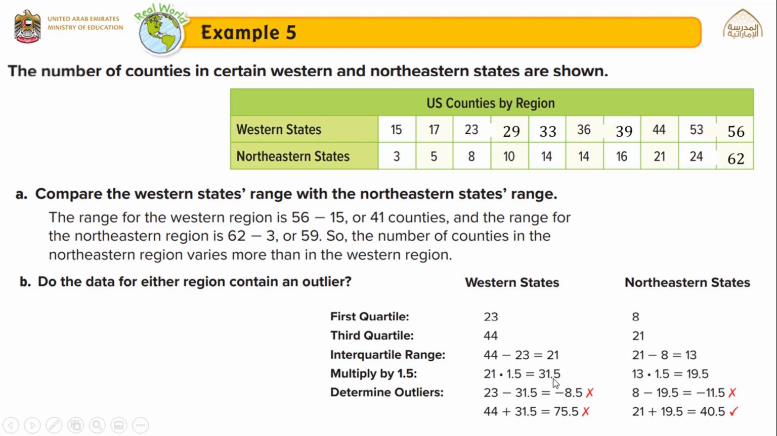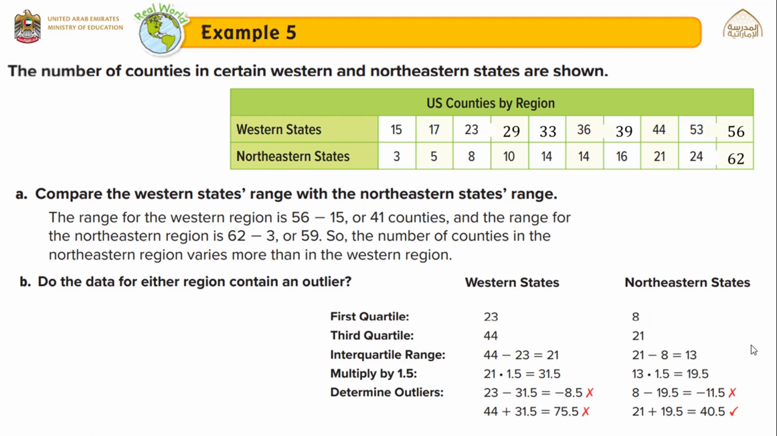Add 31.5 to the third quartile and subtract it from the first quartile. So 23 minus 31.5 is negative 8.5. There is no value less than negative 8.5 in the Western states. And add 31.5 to the third quartile. So 44 plus 31.5 equals 75.5. There is no value greater than 75.5 in the Western states as well. Similarly, we will do the same with the northeastern states.